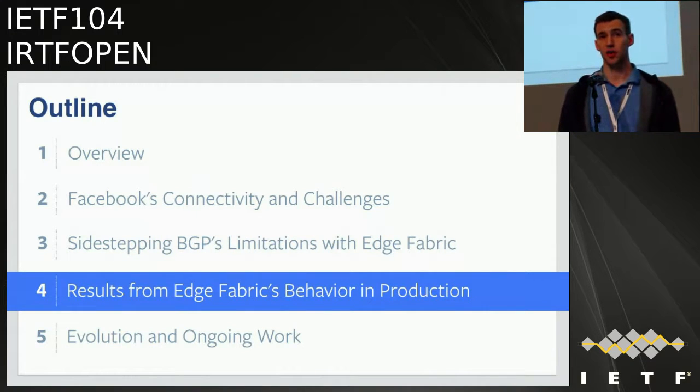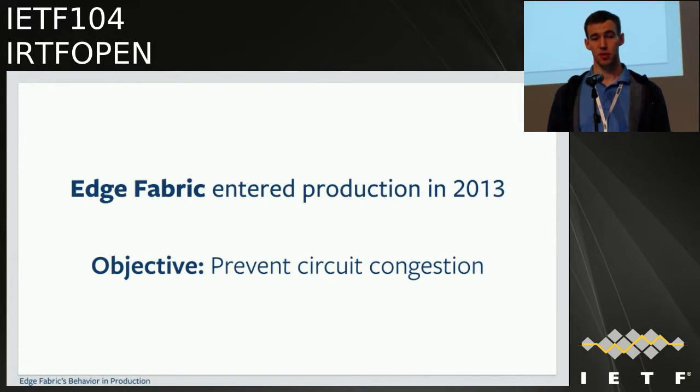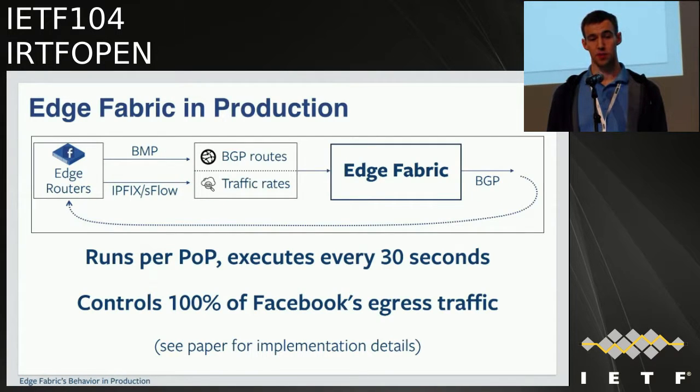So let's take a look at how Edge Fabric behaves in production and in particular the criteria that we use to evaluate its performance. Edge Fabric entered production in 2013 with the primary objective of preventing circuit congestion that we were seeing on peering circuits at that time. It runs per PoP and it executes every 30 seconds, meaning it takes in both route information and current traffic information and then determines based on its decision process where traffic should go and then injects routes via BGP. It controls 100% of Facebook's global egress traffic.